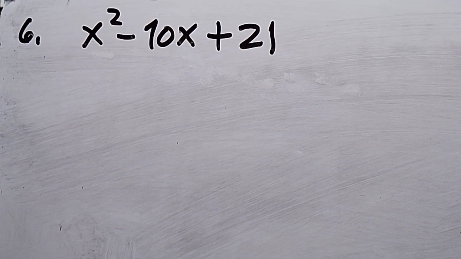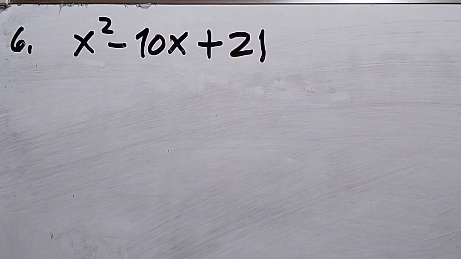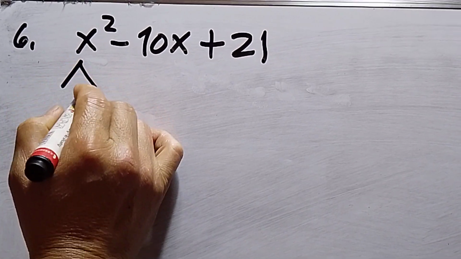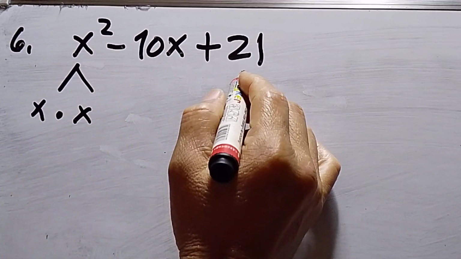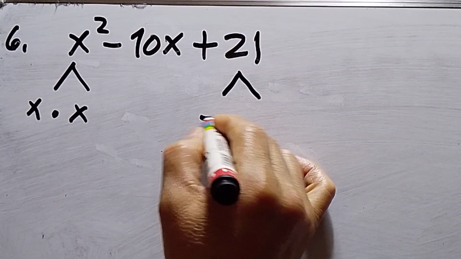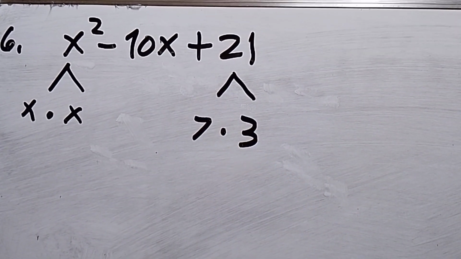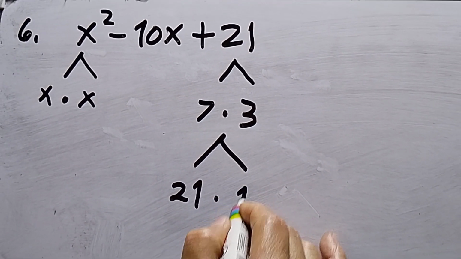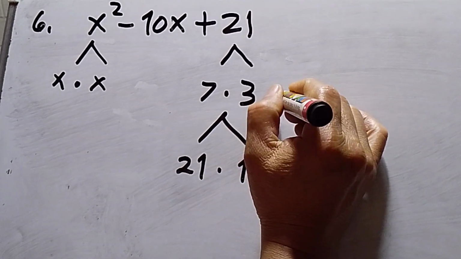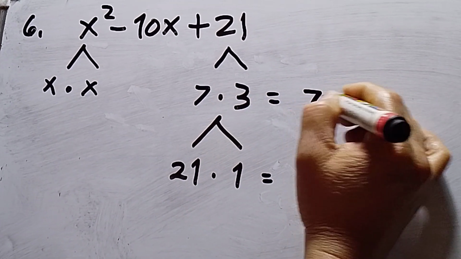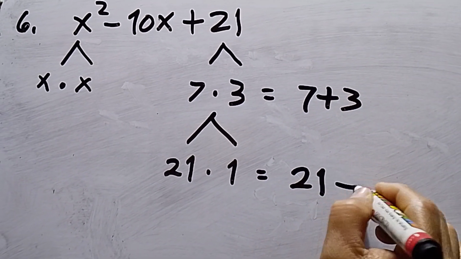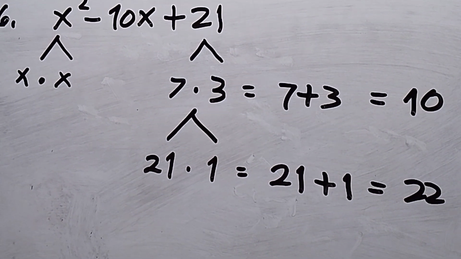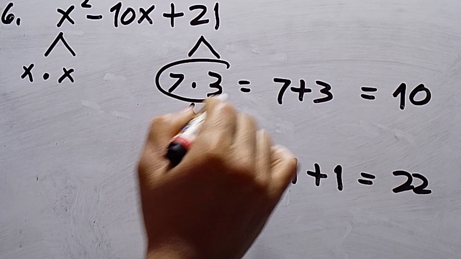Sorry, I mean it's number 6. It's not number 5. So I have here a trinomial. So x squared minus 10x plus 21. Again, we have to factor the first term. So this will be x times x. How about 21? 21 will be 7 times 3. What else? 21 times 1. So if we use in addition 7 plus 3, then this one 21 plus 1, this will be equal to 10. And then this will be equal to 22. So we will use these factors 7 and 3.